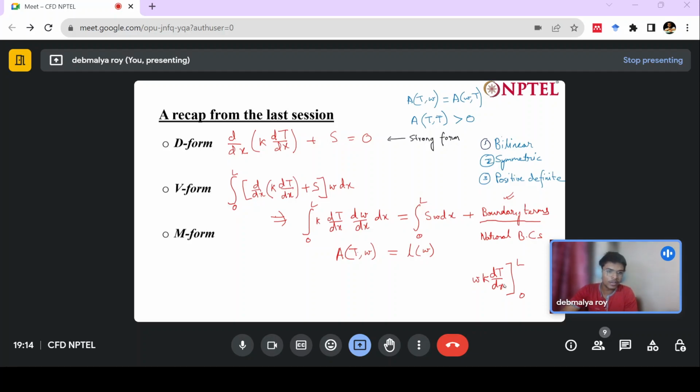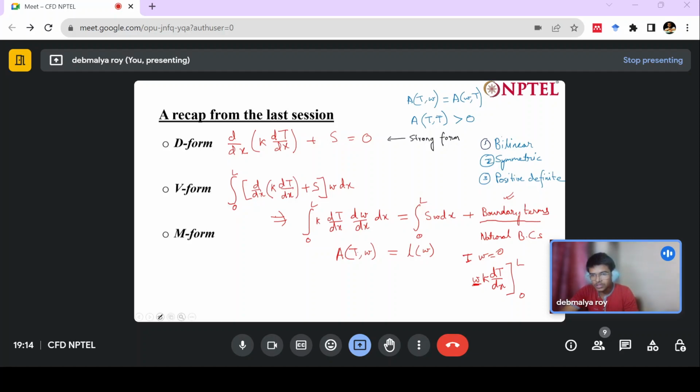What is the primary variable? Primary variable is T. Why? Because T's variation, which is w, is present here. So if T is specified, w will automatically be 0. So suppose at L, T is specified, then when we are evaluating this function at L, this term vanishes. So the non-zero natural boundary conditions will remain here, and we have to keep that in mind while we are solving different problems using the V form, which we will be doing.